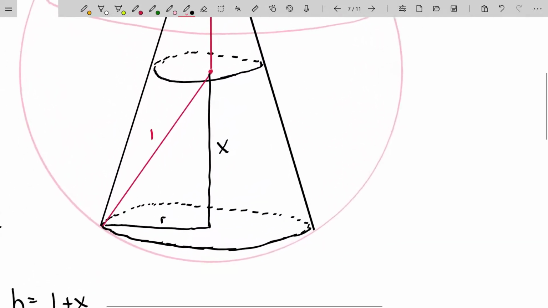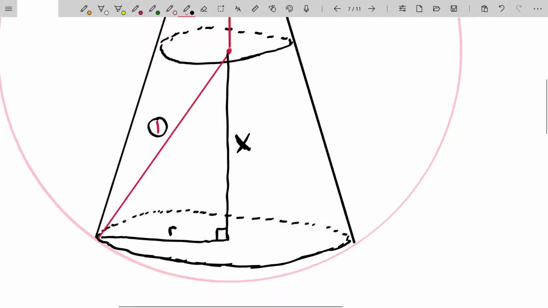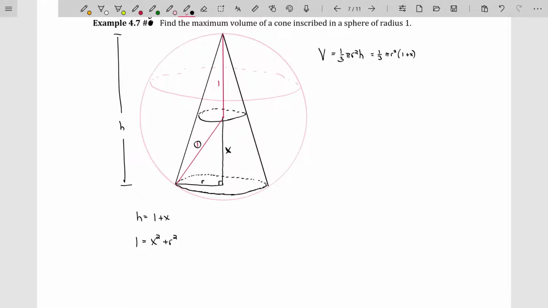And if you look at my drawing, there's actually a right triangle right there. X is the side length, r is the side length, and 1 is the hypotenuse of that right triangle. So this is another relationship. 1 squared is equal to x squared plus r squared. Or in other words, wherever I have an x, I can solve for that and replace.